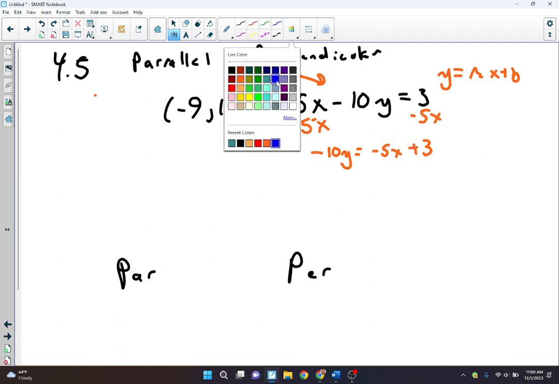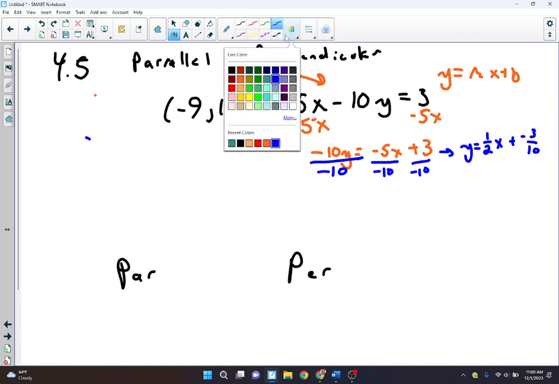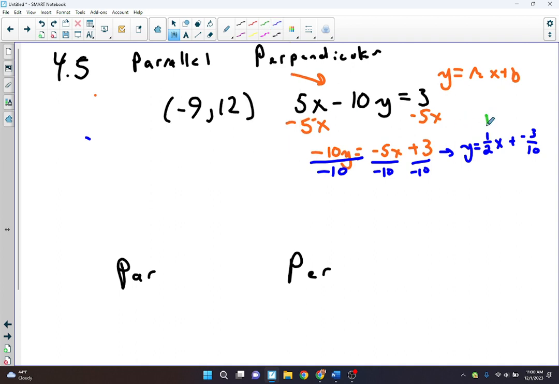Then, what I'm going to do is divide the y away from the y, so I'm going to divide by negative 10. Remember, both things get divided by negative 10. But in this scenario, I'm not too worried about that, because all I care about is negative 5 divided by negative 10, which is 1/2. The only thing I really care about is the slope. So I found my slope right here.